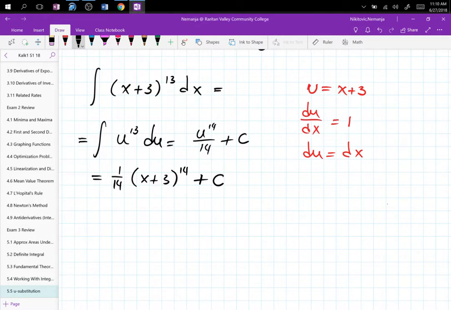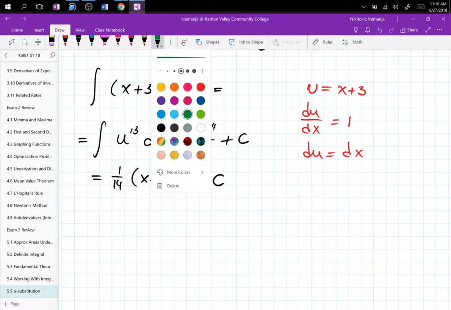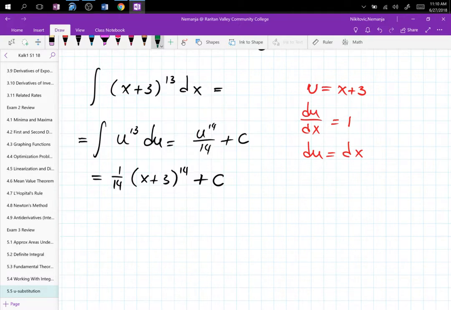Now, where would we be if we wouldn't check this, right? Because we care, we genuinely care. So we want to make sure that our answer is good. All you need to do is to differentiate that answer, and hopefully, if you get the original x plus 3 to the 13th, you did the problem right. If you don't get it, well, something is wrong.